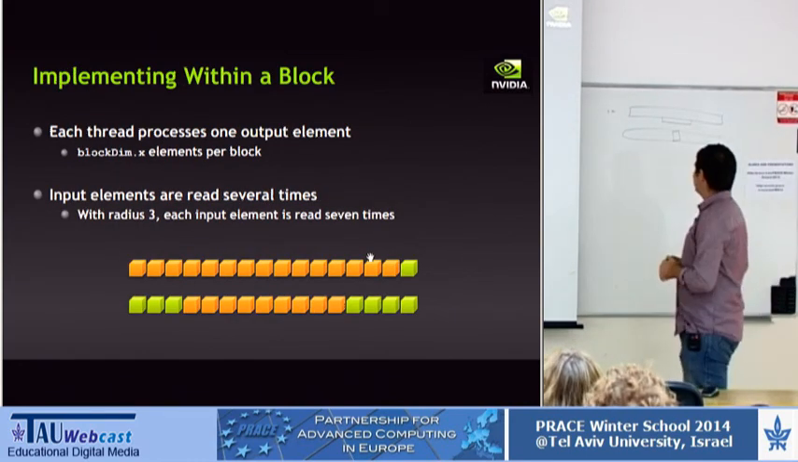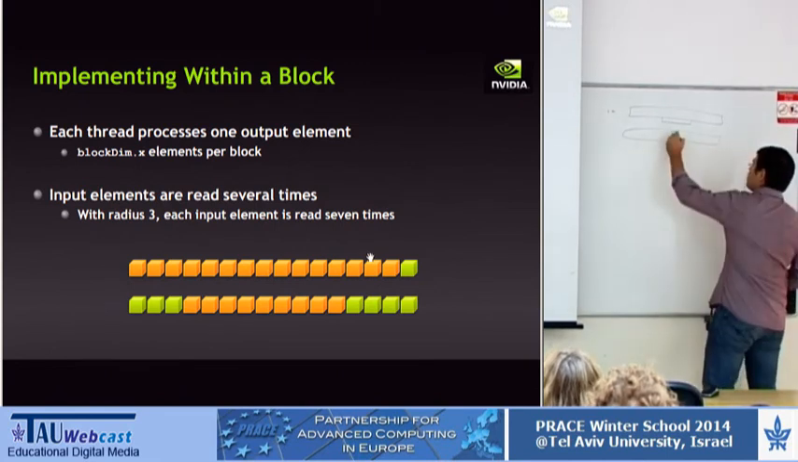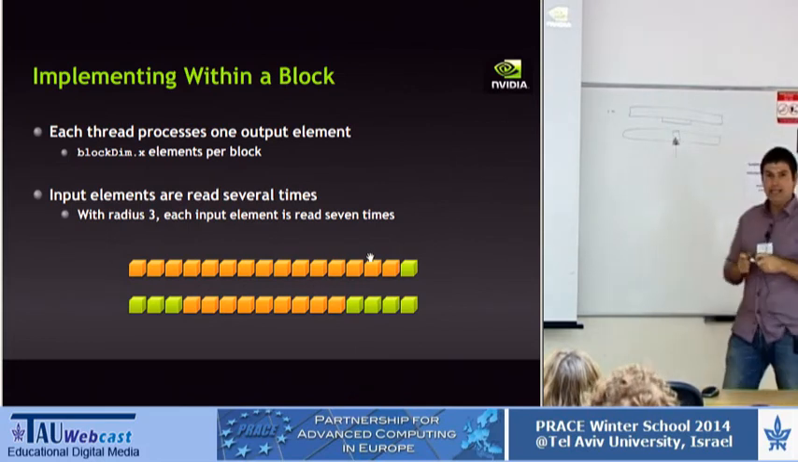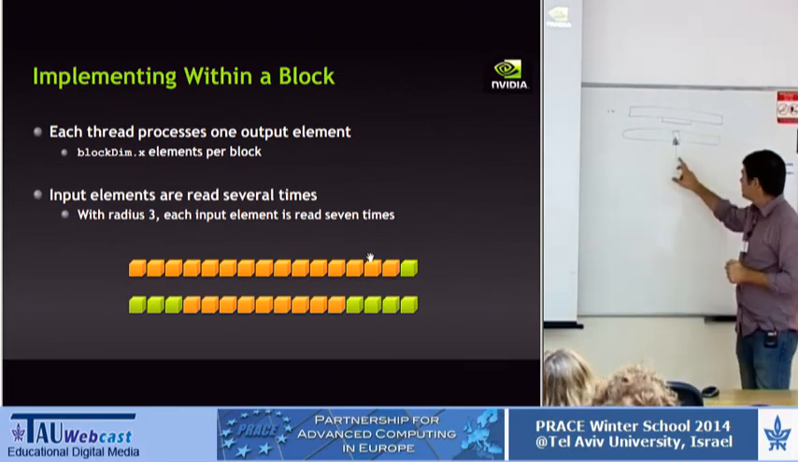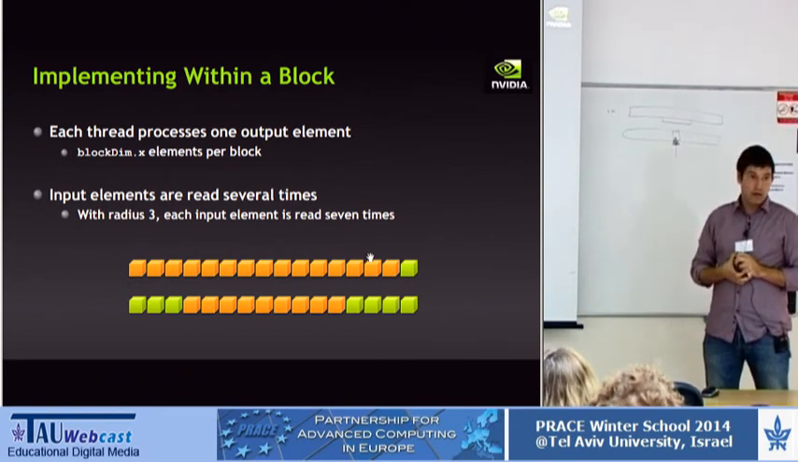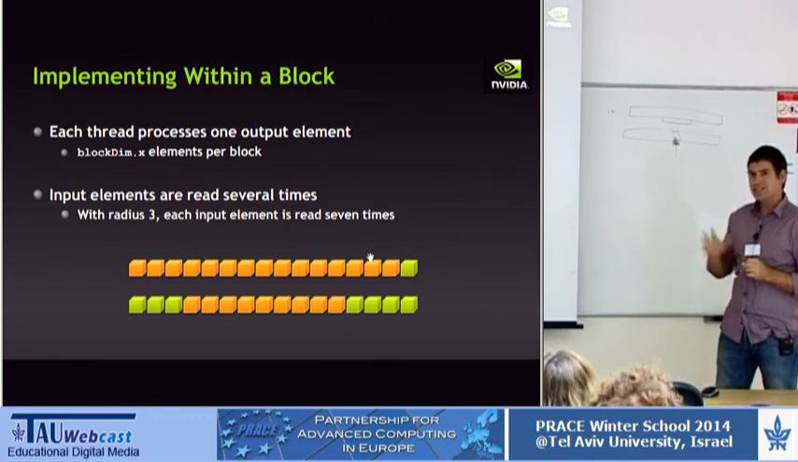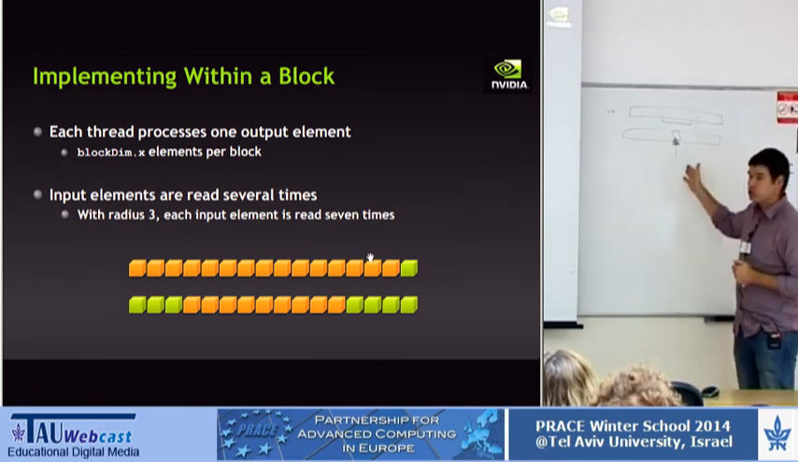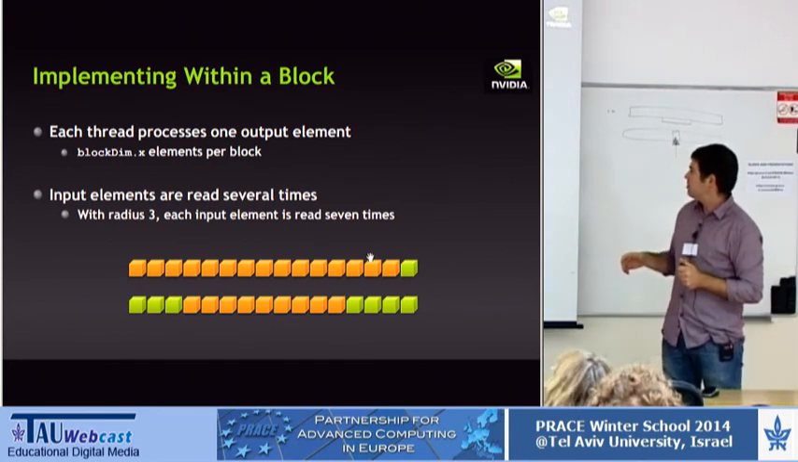So let's say that each thread in a block is going to calculate one output pixel value. How many input pixel values does it need in order to calculate this one output pixel? 7: itself and 3 to each side. So it needs to read 7 input values in order to produce just one output value, right? And this is the way it looks in memory.